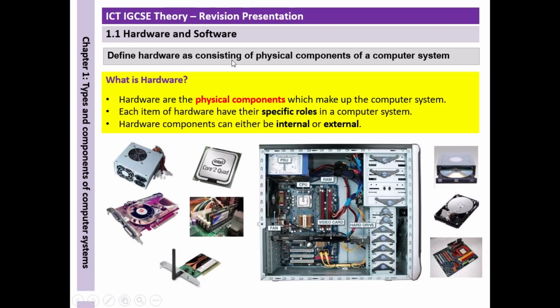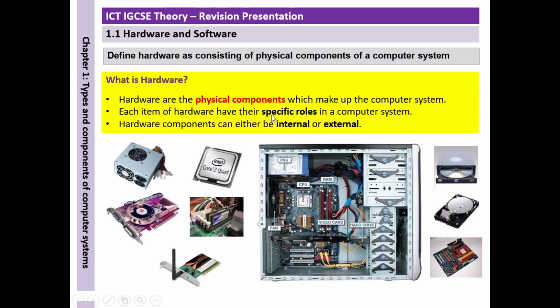Define hardware as consisting of physical components of a computer system. Physical means you can see it and you can touch it. You can even carry it. That's why they're saying physical components of a computer system. So the main question is, what is hardware? Hardware are the physical components which make up the computer system. Each item of hardware has a specific role in the computer system, but they work as a team to make the computer work. If one fails, the rest will not work properly.